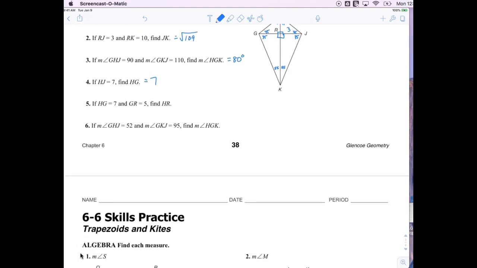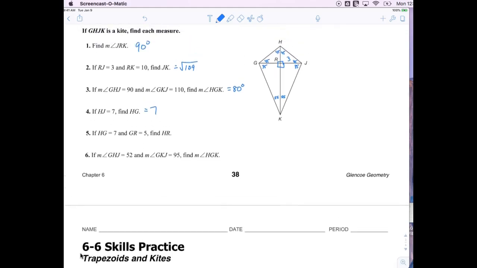Now, number 5. If HG is 7 and GR is 5, how do I find HR? Square root of what? 49 minus, yes, which is, thank you, 2 radicals. Review your operations for radicals. Now remember on this, they give you the hypotenuse and the leg, so you're going to subtract. 49 minus 25 is 24. The square root of 24 breaks down to 4 times 6. The square root of 4 is 2.